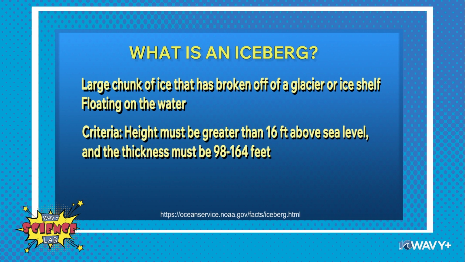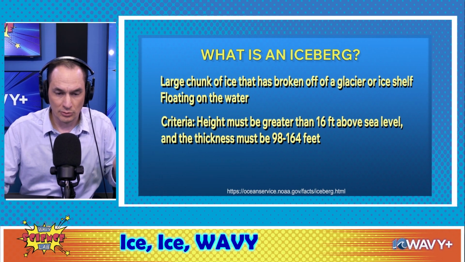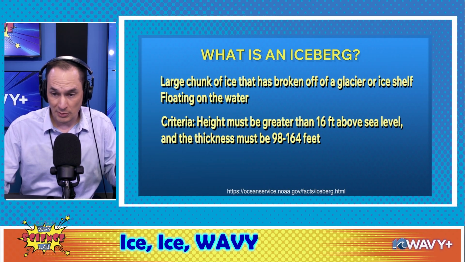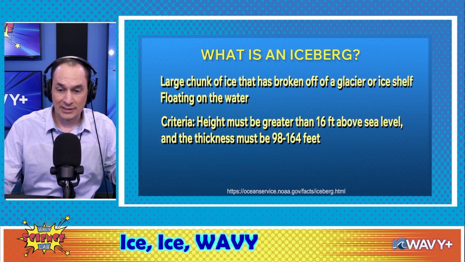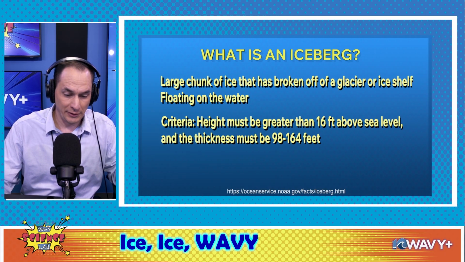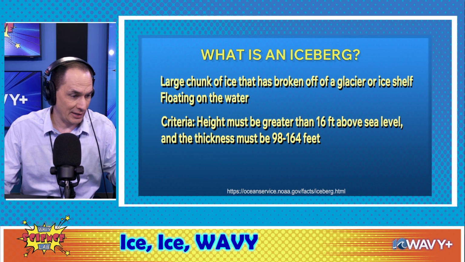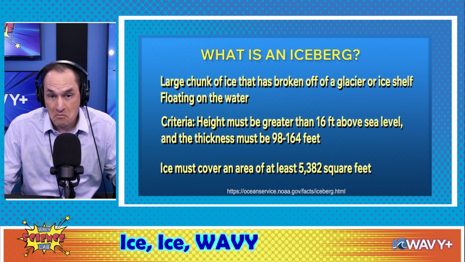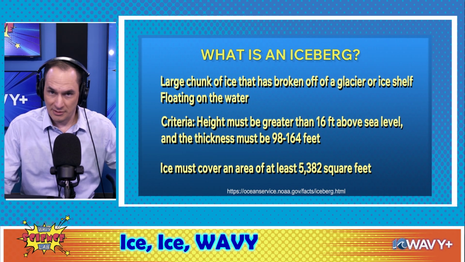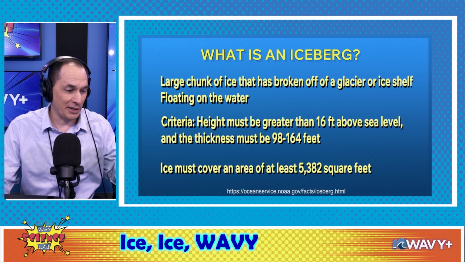But anyway, an iceberg, I didn't know this, has to meet certain criteria to be considered one. The height must be greater than 16 feet above sea level, right, where we meet the water line, and the thickness must be 98 to 164 feet. So that's very interesting. I didn't know that. And it must cover an area of at least 5,382 square feet. Okay, I thought an iceberg is an iceberg is an iceberg, but it's not.